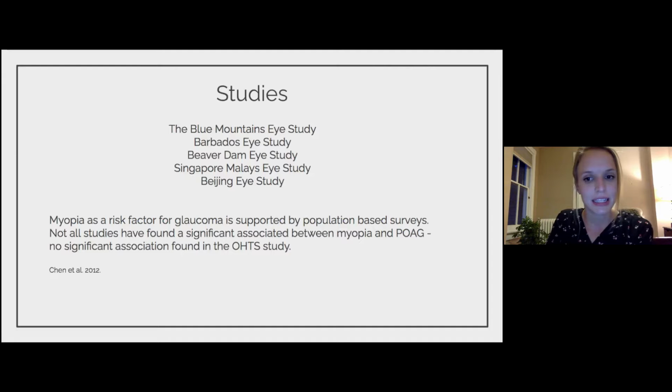Most of these studies are population-based surveys and observational studies. So I think it's important to note that not all studies have found a significant association between myopia and glaucoma. Specifically, the OATS study did not find a significant association. So that's important to mention because that's one of our landmark glaucoma studies that we rely on.